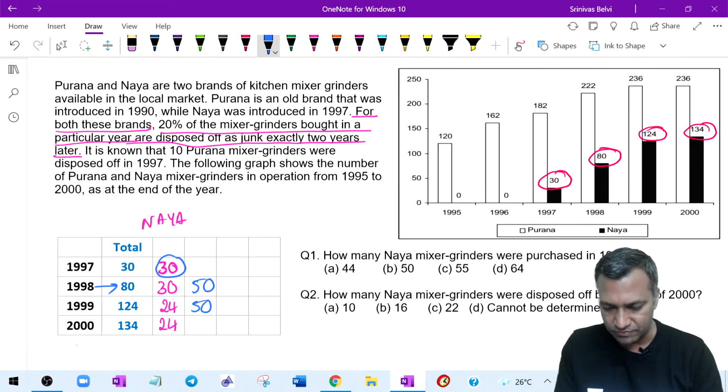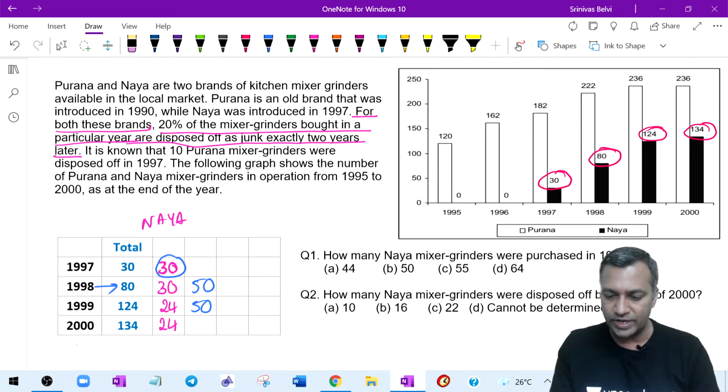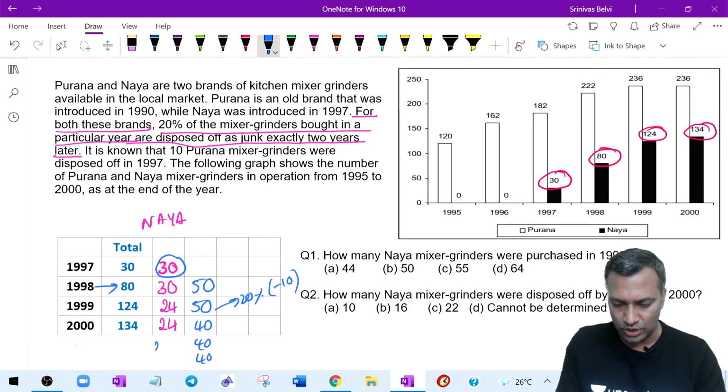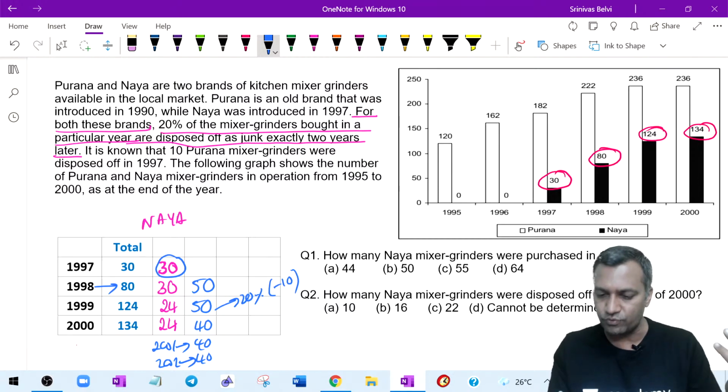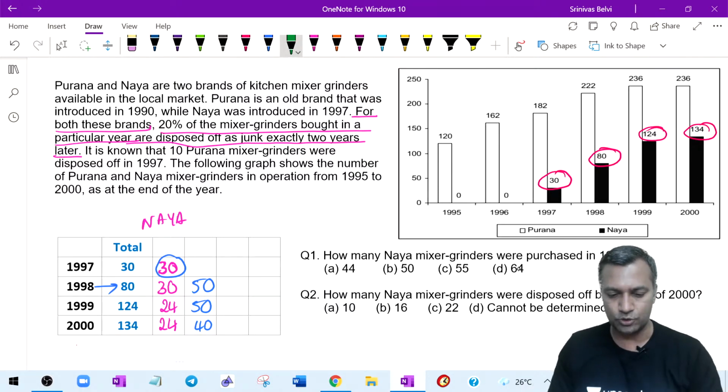Next year, it remains 50. In the subsequent year, it has been there for 2 years, a batch of 50. In the subsequent year, 20% of this would be discarded. What is 20% of this? 10 pieces would be discarded. It would remain 40 hereafter. Even if there is a year 2001, it will be 40. Even if there is a year 2002, that would remain 40. That's the basic understanding. Fair enough. Let me come to the next year now.